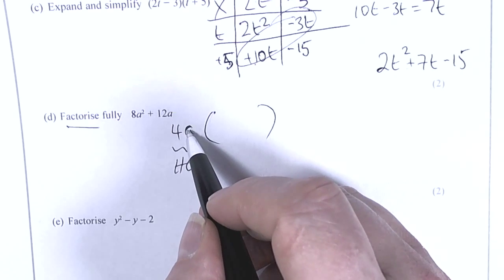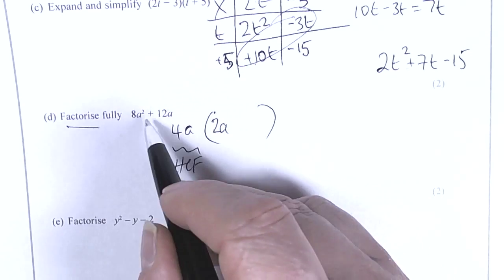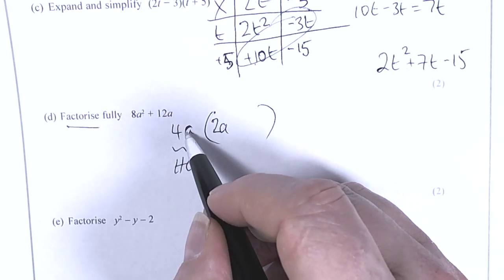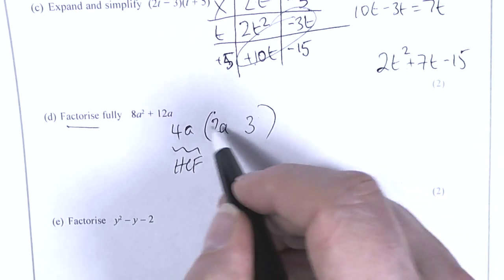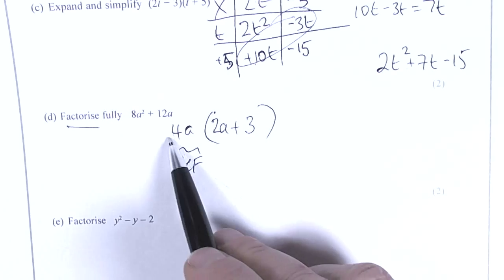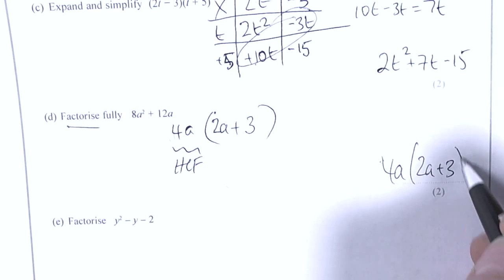What do I multiply 4a by to give me 8a squared? Well, 2a. 4 times 2 is 8, a times a is a squared. And what do I multiply 4a by to give me 12a? Well, 3. So 4 times 3 is 12, and I've got the a already. So the answer here then will be 4a brackets 2a plus 3.